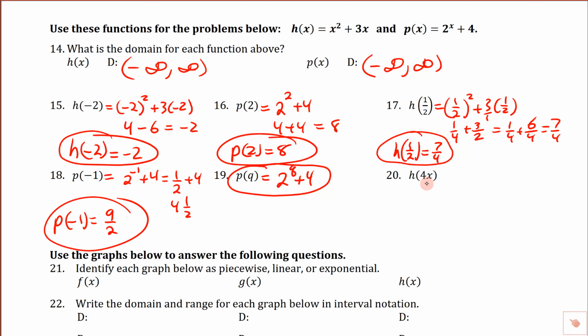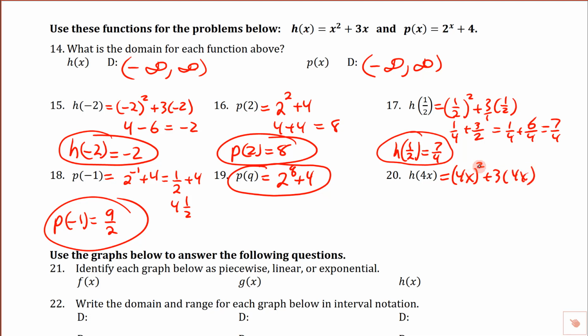And then on this one, we've got h of 4x. So wherever there used to be an x, we're going to put a 4x in both of these places. So let's go ahead and put a 4x here. And again, if I were to just put a square right there, it would look like 4x squared. It's not. It's 4x, and then we square both of those. Really good practice to put those in parentheses. And then plus 3 times 4x.